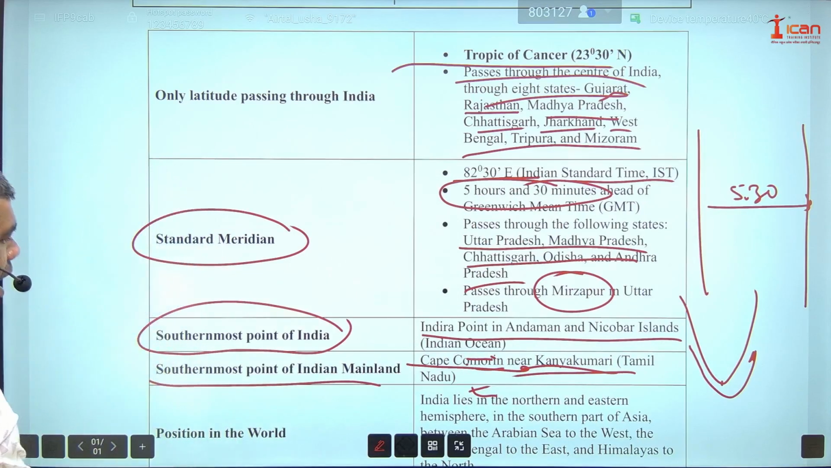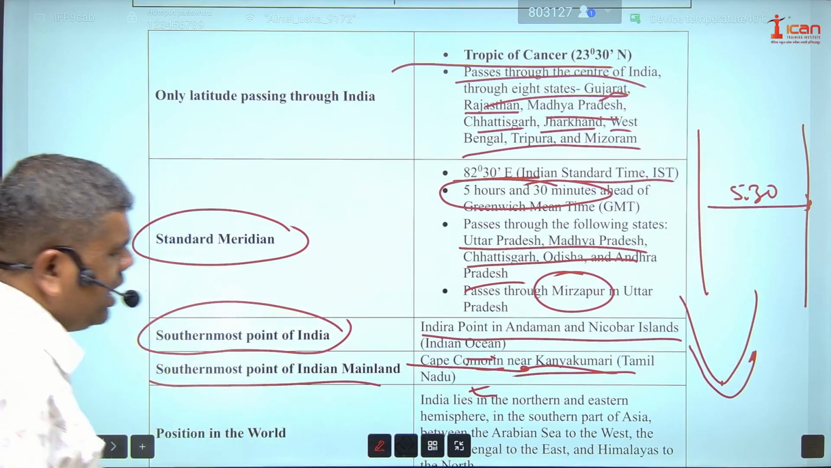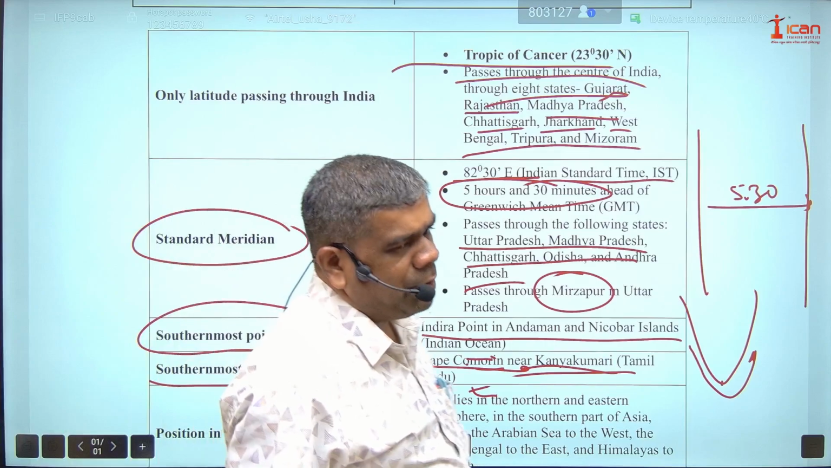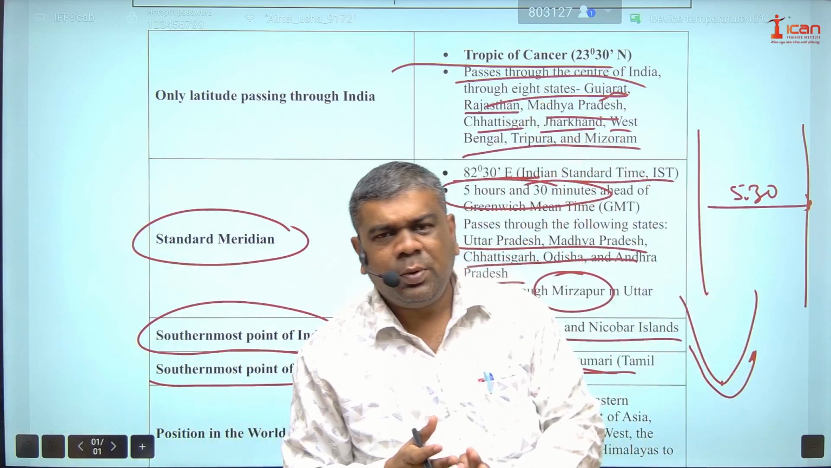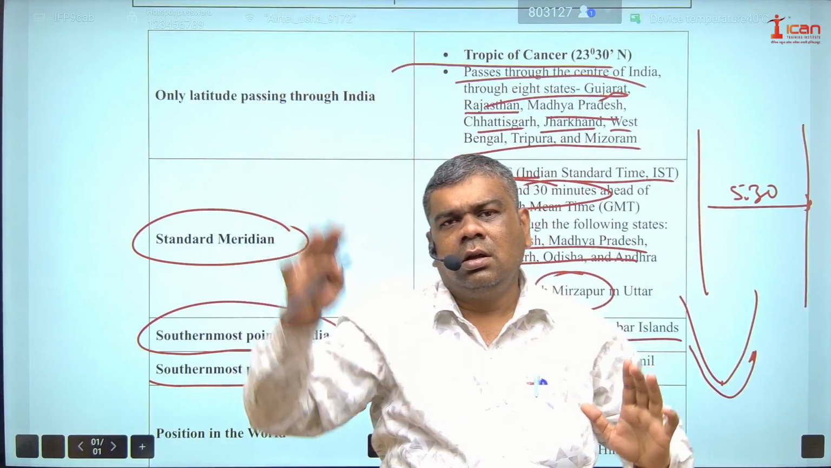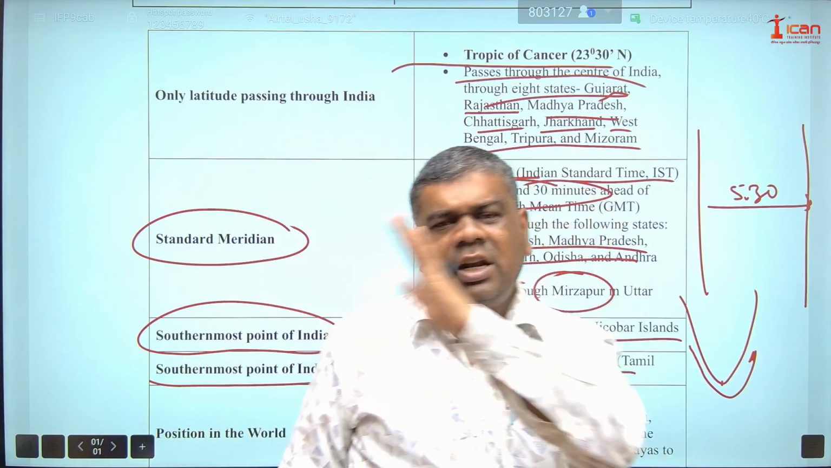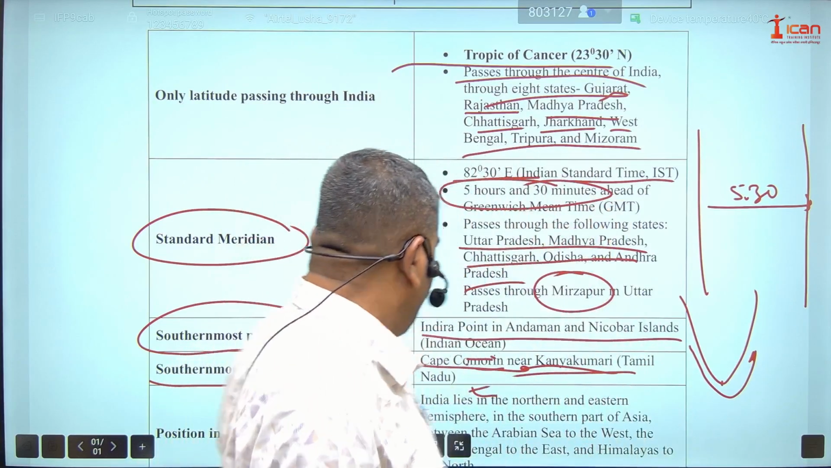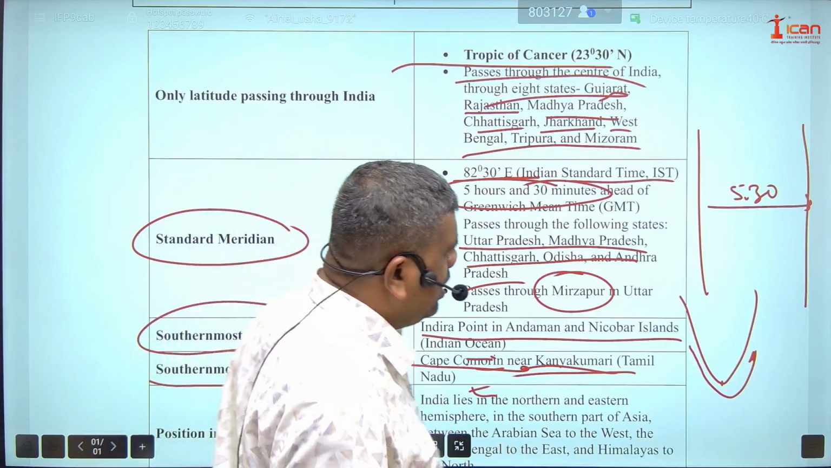Now, where does India lie? So India lies in the northern and eastern hemisphere. So if you take the Greenwich Mean Time and you take the equator, on the right hand side, in the northern and eastern part, India lies. Also, what happens to India? Let us look at it.